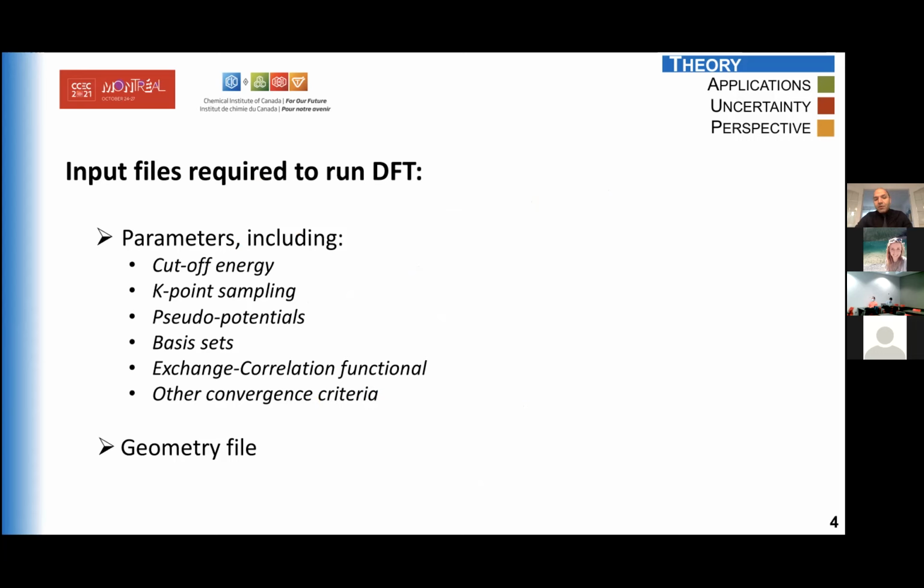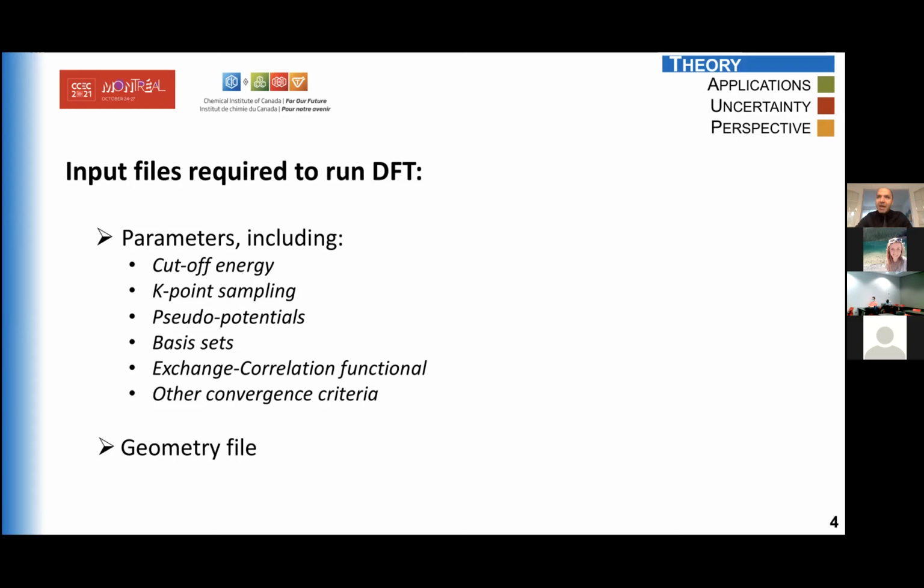We showed them what they need in general to run a DFT calculation. It doesn't matter which kind of code or software they are using, but in general, they need two types of input files. One file, which can itself be divided into several files, includes the main parameters. These parameters can be a very long list, but we just discussed the most important ones, such as cutoff energy, K-point sampling, pseudo-potential, basis sets, exchange correlation functional, and a few other convergence criteria. So these are the parameters that we need to provide.